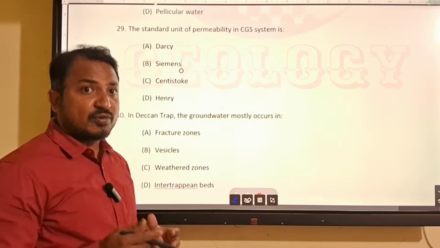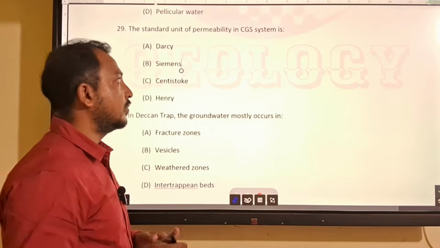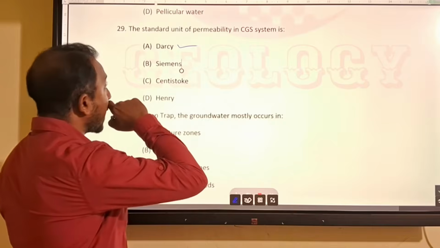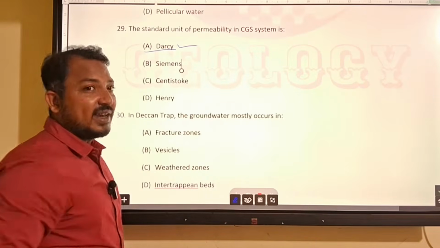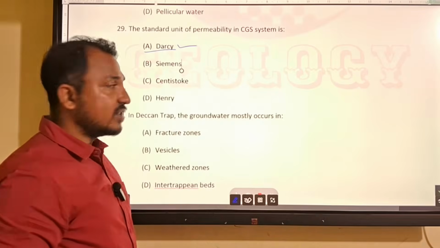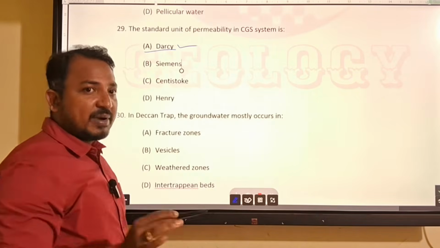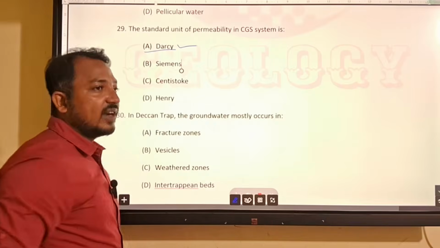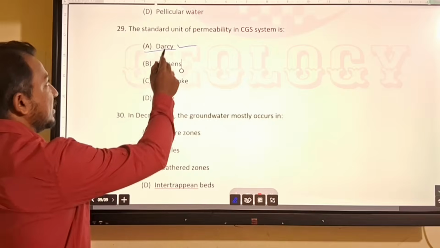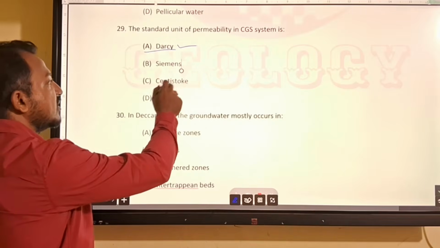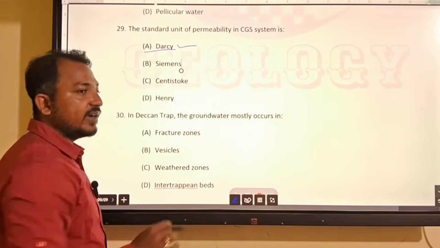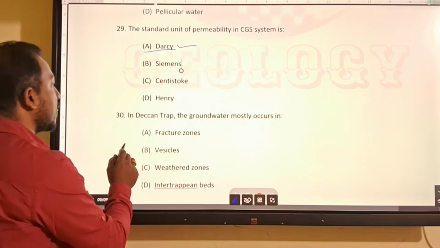Next question: the standard unit of permeability in the CGS system. Permeability is the ability of water to flow through rock or sediments. The CGS unit is the Darcy, given by Henry Darcy. Siemens is electrical conductance, Centistoke is kinematic viscosity, and Henry is electric inductance. So Darcy is permeability, Siemens is electric conductance, Centistoke is kinematic viscosity, Henry is electric inductance.